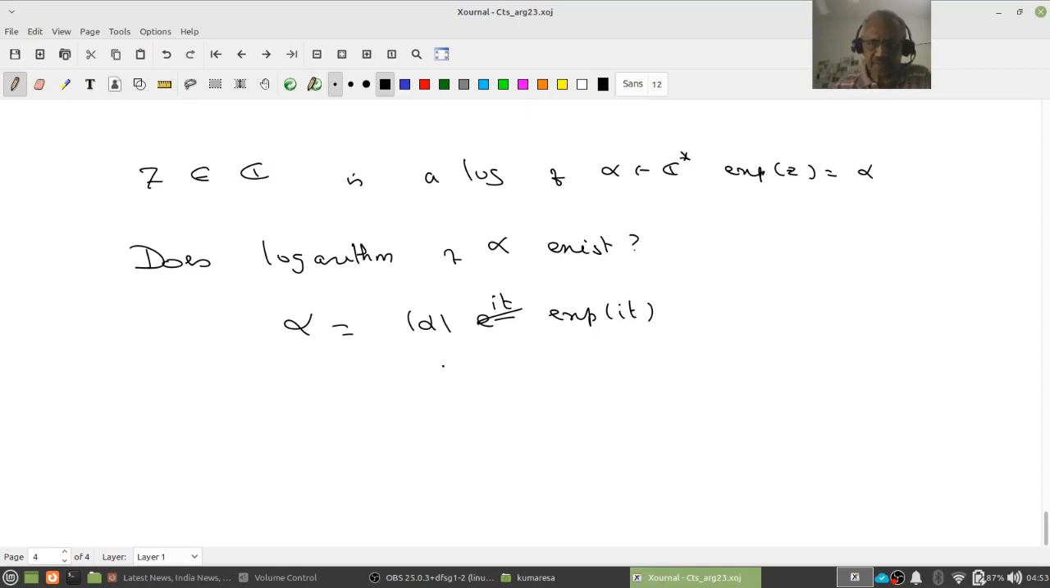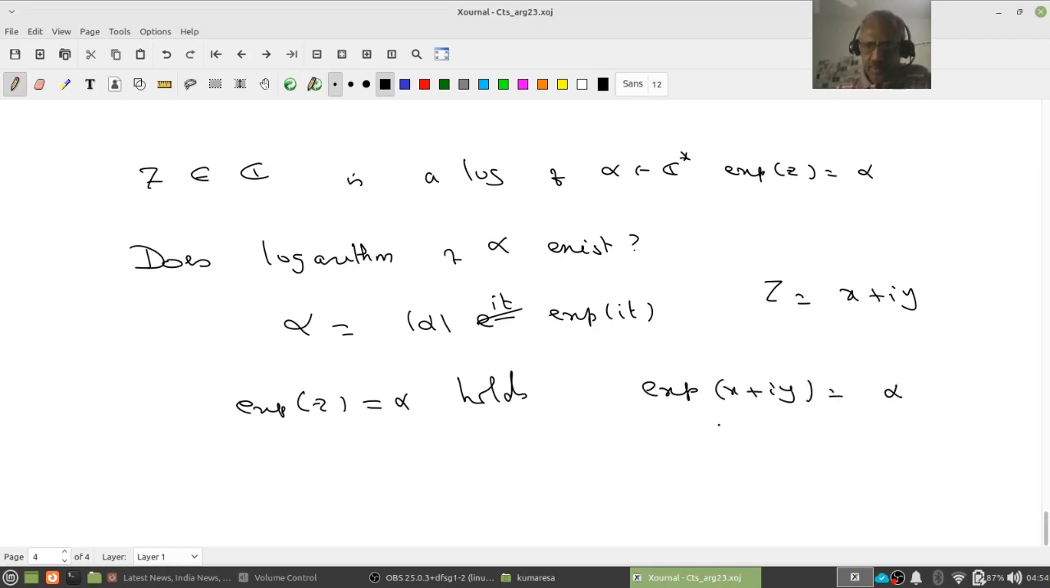Let's work backwards. Suppose z is such, then let us write z as x plus iy such that exponential of z equals alpha. I am working backwards. Suppose this holds. That means exponential of x plus iy must be equal to alpha. But this is exponential of x into exponential of iy, and that must be equal to alpha. You understand that?